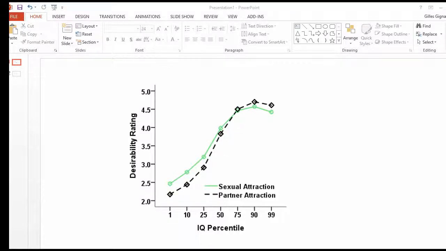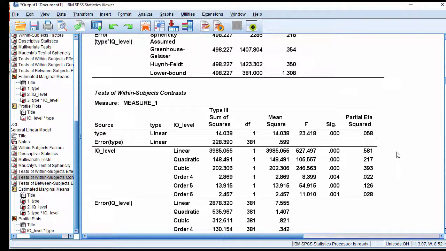And SPSS tests this automatically for you in a within subjects factorial design that has more than 2 levels. And in this case here, you can see that for IQ level, the linear effect is statistically significant, but so is the quadratic and cubic. And although the order 4 effect is statistically significant, I wouldn't go so far as to interpret it. I would restrict the interpretation to the cubic effect. It's the biggest partial eta squared after the linear effect, and I would suggest on the basis of these results that there is an upward sloping trend in the means with respect to the desirability of a prospective partner on the basis of their IQ, but it's not linear.